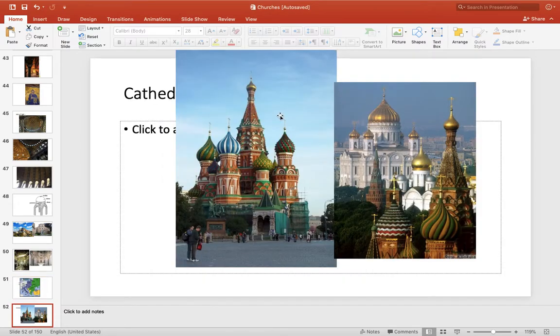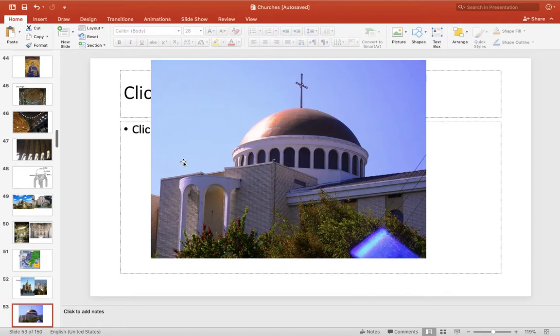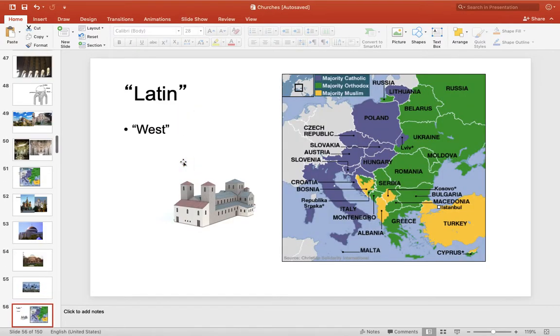And then you take the dome. This is the ice cream cone church in Moscow, and it still has the dome in the center because it's still from that Byzantine era. Okay. All right. Next we'll go.